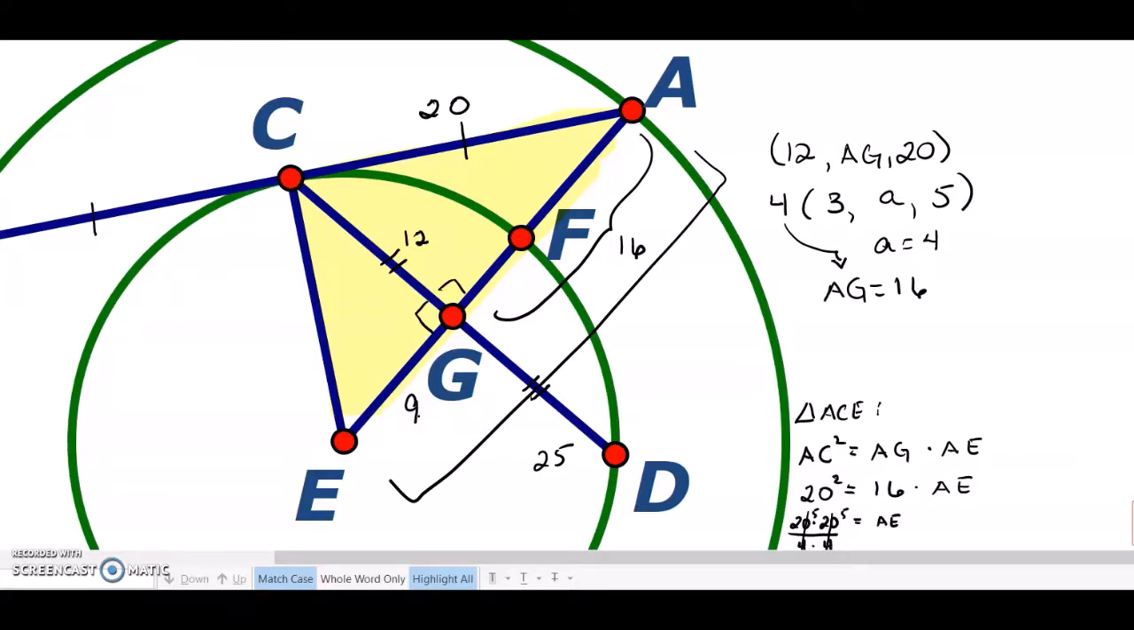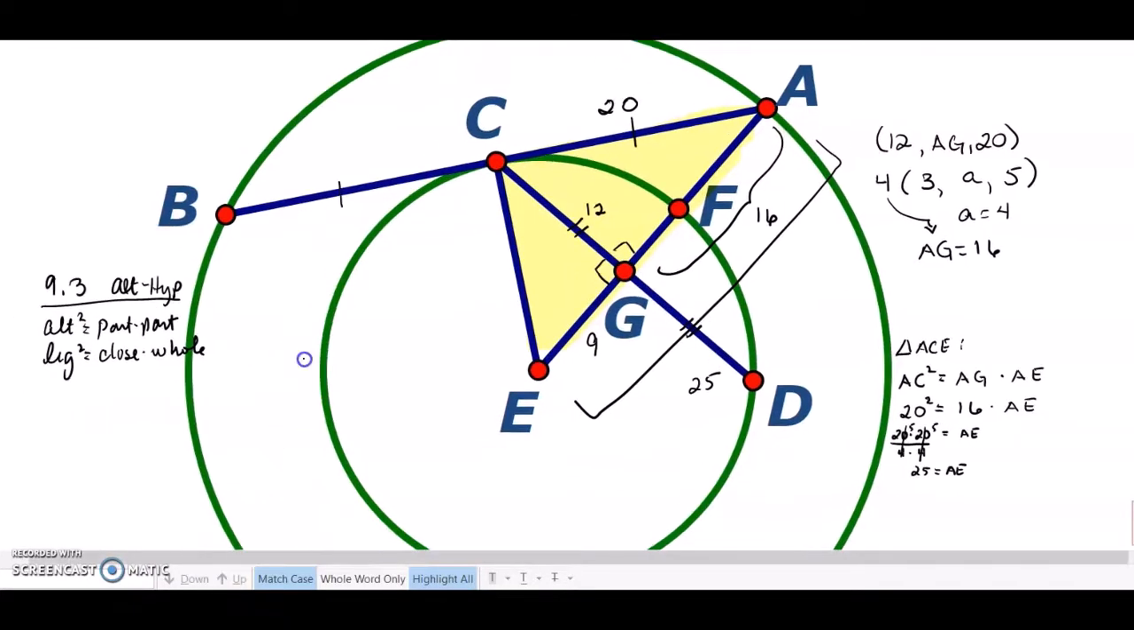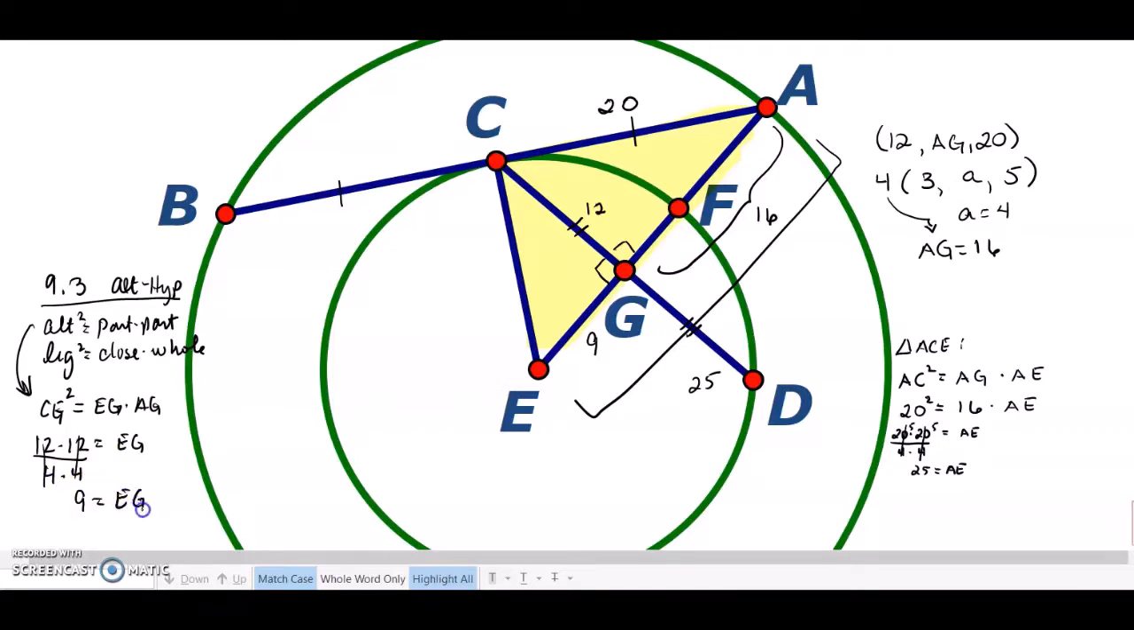Now, we could have confirmed that as well by using the other altitude on hypotenuse theorem, which would have said that CG squared, the altitude, is equal to EG times AG. And we knew CG was 12, EG is our unknown, and then AG was 16. So that ends up being 9 that way as well.